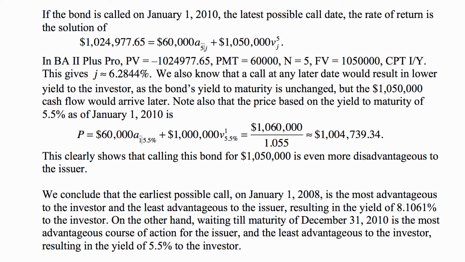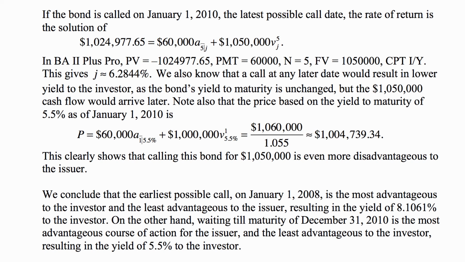We also know that a call at any later date would result in lower yield to the investor as the bond's yield to maturity is unchanged, but the $1,050,000 cash flow would arrive later. Note also that the price based on the yield to maturity of 5.5% is $1,004,739.34. This clearly shows that calling this bond for $1,050,000 is even more disadvantageous to the issuer.